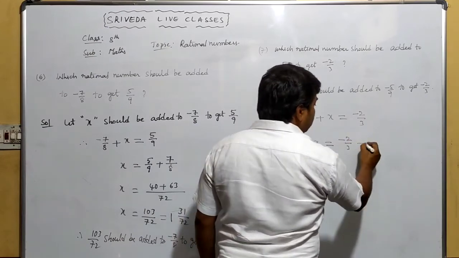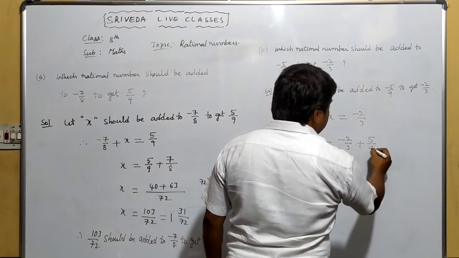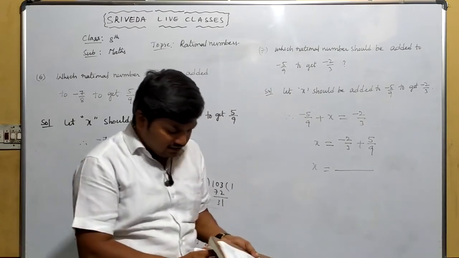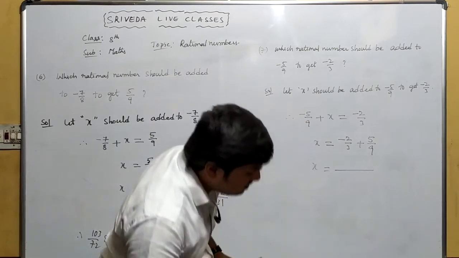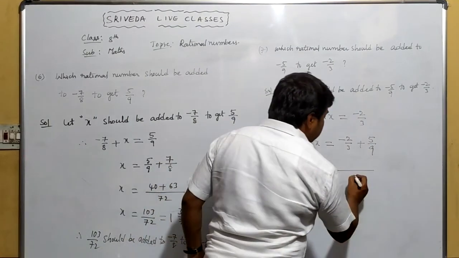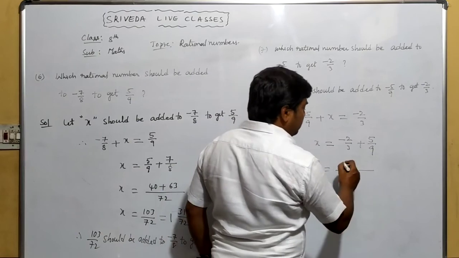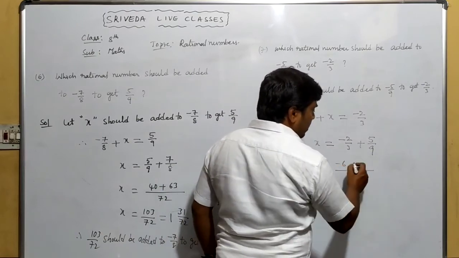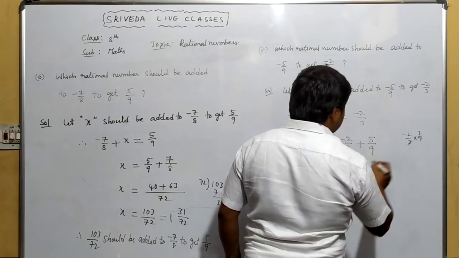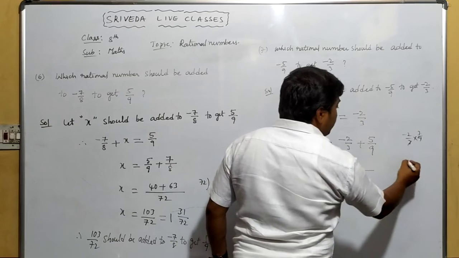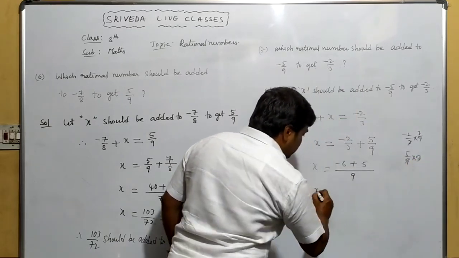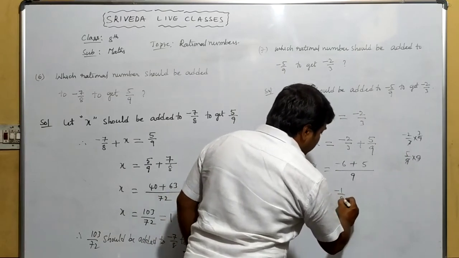X is equal to minus 2 by 3, and bringing minus 5 by 9 to the other side, it becomes plus 5 by 9. What is the LCM of 3 and 9? It is 9. So 3 3s are 9, minus 2 3s are 6, plus 5, so x is equal to minus 1 by 9.